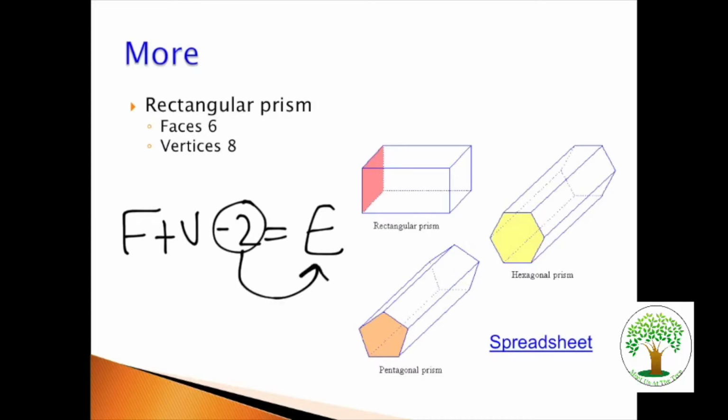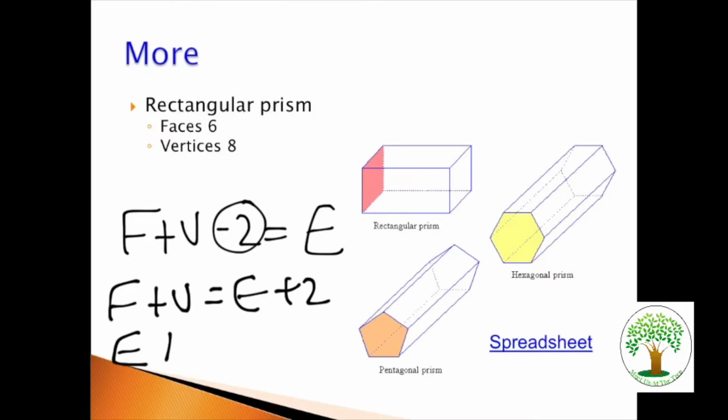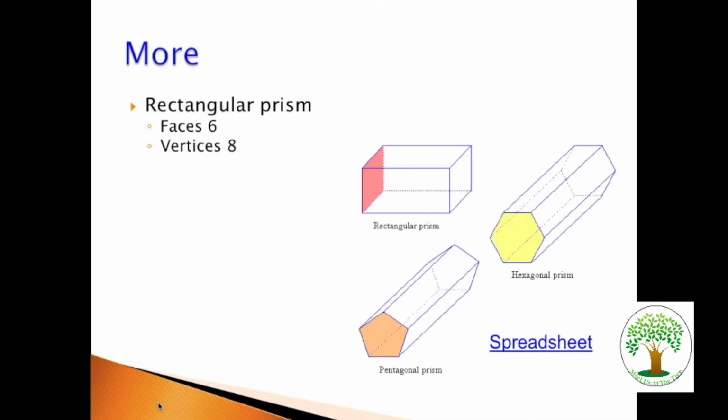So if we did this, it'll be plus 2, right? So f plus v equals e plus 2. And Euler's theorem, we wrote it like this: e plus 2 equals f plus v, right? So we figured it out. That's our Euler's theorem. It's going to work. So we can just do the edges as 12 because we just add those 2 together and subtract 2.